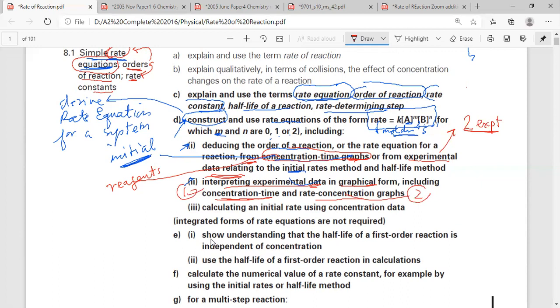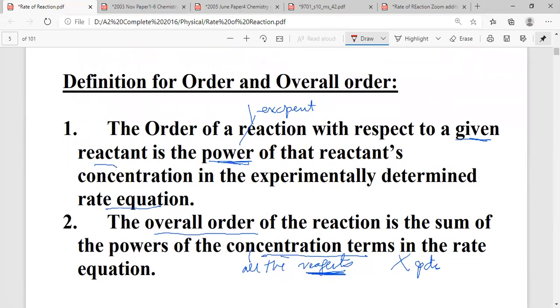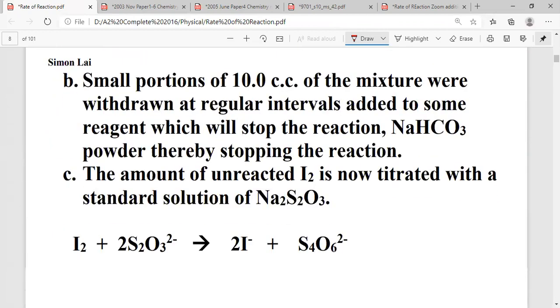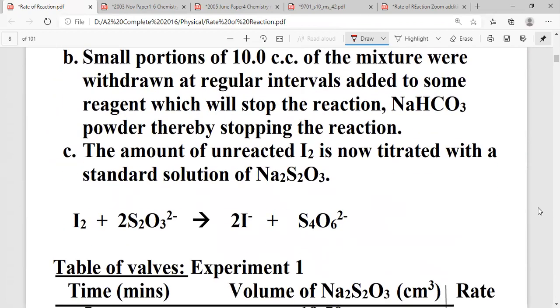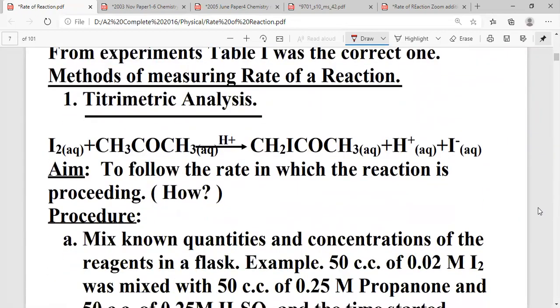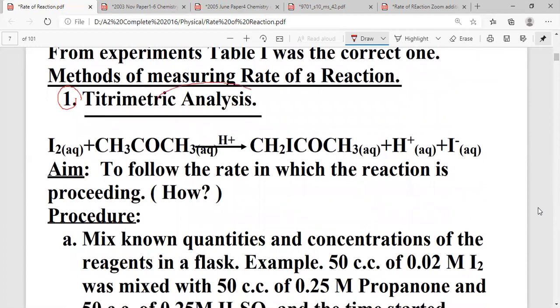Our time is catching up. Now remember, we are getting there. Let's see what kind of experiments we can do to determine our order, then determine our rate equation. Now, as I said, there are two types of experiment. One, of course, is called titrimetric. That means you do it by titration.